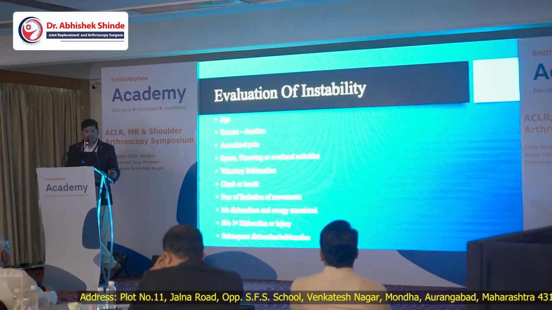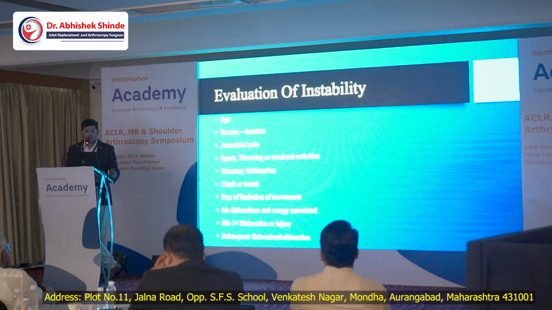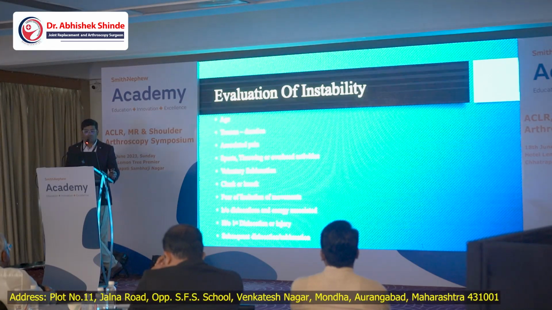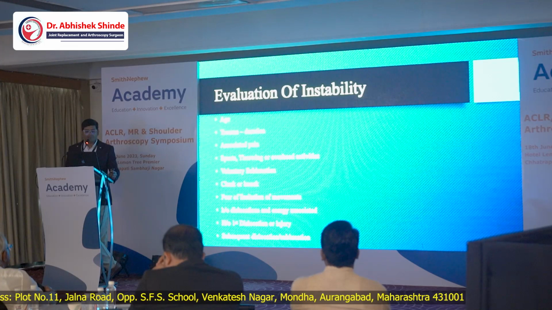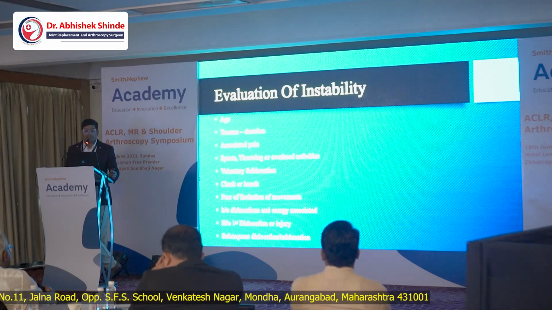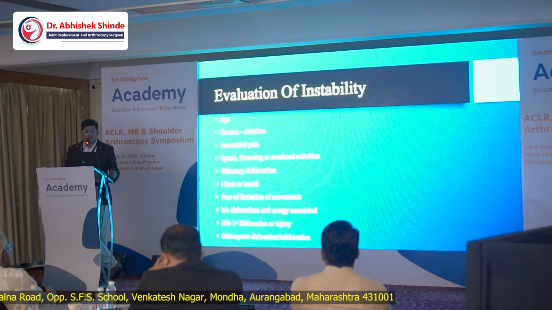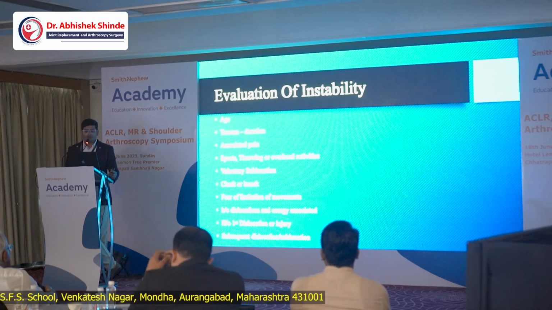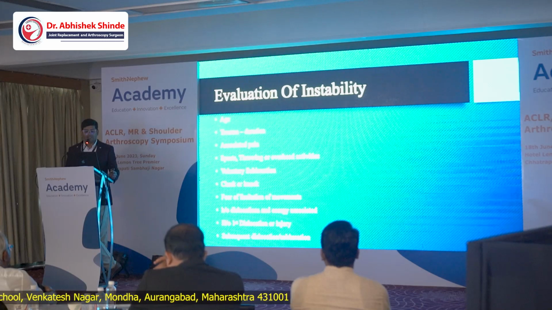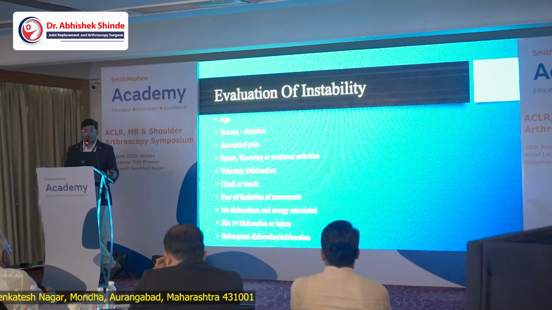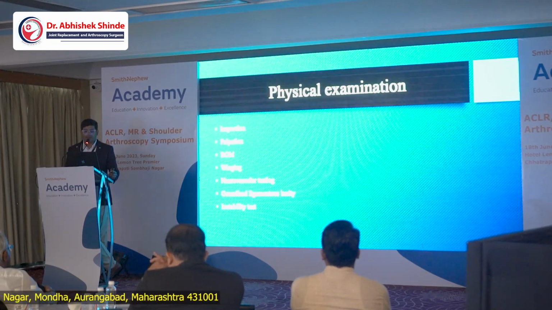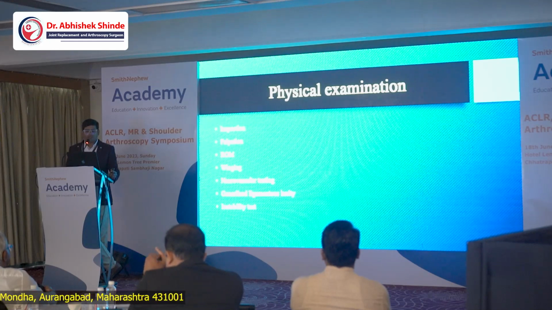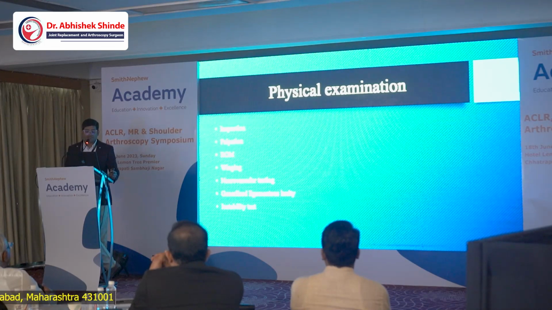You evaluate the age, the trauma and the duration of the trauma, associated pain, sports, throwing or overhead activities, voluntary subluxation, clunk or knock, fear of limitation of movement, history of dislocation and energy associated, history of first dislocation and subsequent dislocations, or how many times the patient has dislocated. Physical examination includes inspection, palpation, range of motion, winging, neuromuscular testing, generalized ligamentous laxity and instability tests.